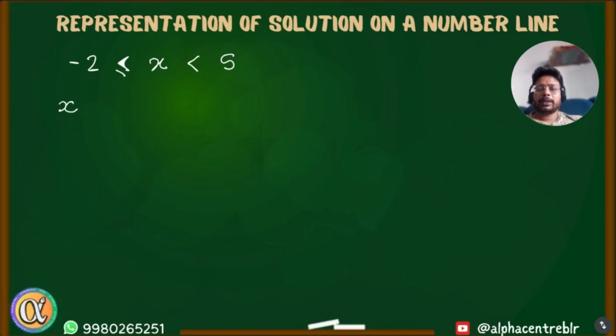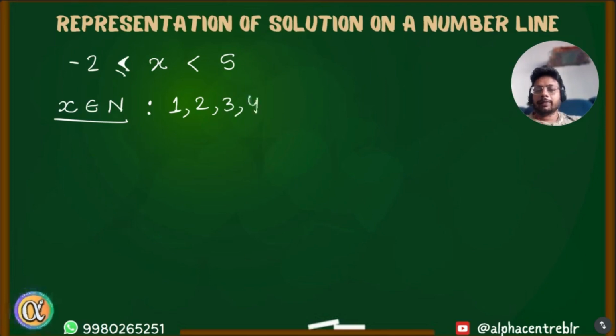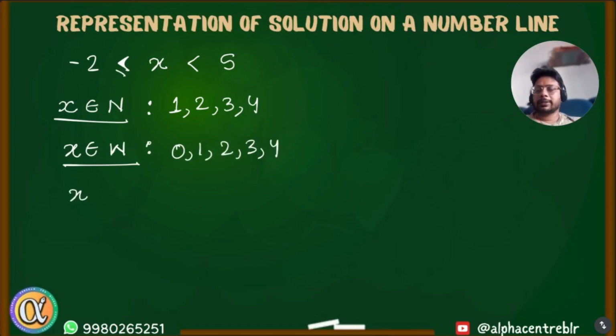Now, there are various possibilities. The first possibility is x belongs to natural numbers. Look at the condition again and see which natural numbers satisfy it: x is greater than -2 and less than 5. So the possible natural numbers in this range are 1, 2, 3, and 4. If x belongs to whole numbers, the possible whole numbers include 0. If the same question says x belongs to integers, then -2, -1, 0, 1, 2, 3, 4.